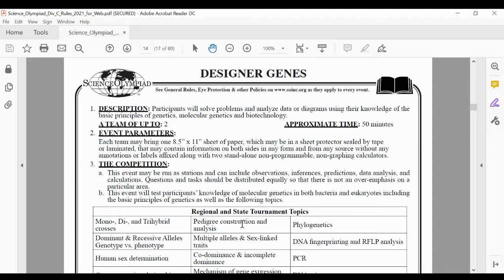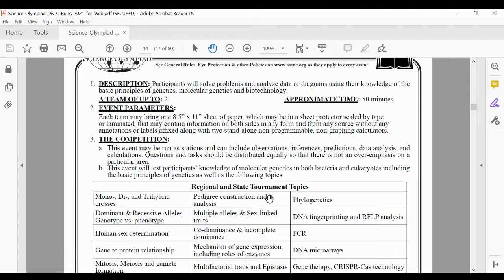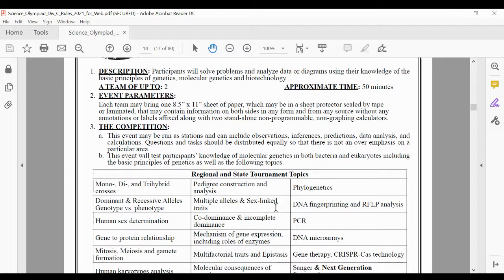You may have a cheat sheet with you, which is an 8.5 by 11 sheet of paper, which can have any kind of information on both sides that you wish to bring into the exam. And the competition is not going to be run as stations this year because of COVID restrictions, but it will be a multiple choice, short answer, and free response test given through Google Classroom.